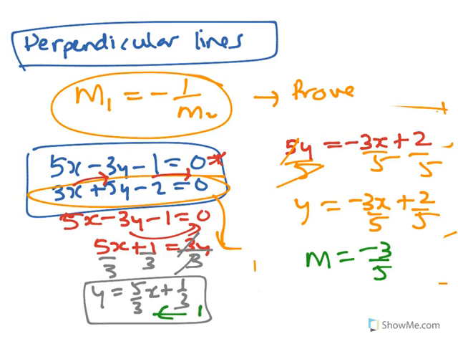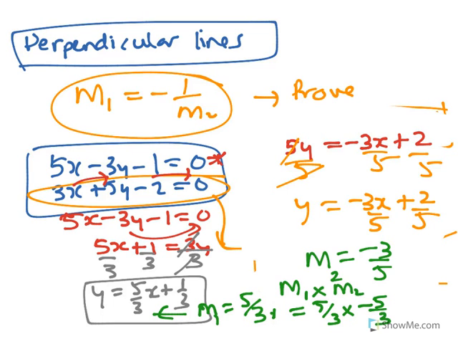The gradient of this one was 5 on 3. So can you see that with this, they're negative reciprocals. If you flip one and change the sign, you get the other one. So I'll call that m1, m2. Now if you multiply these together, this is how you can show that they are perpendicular.